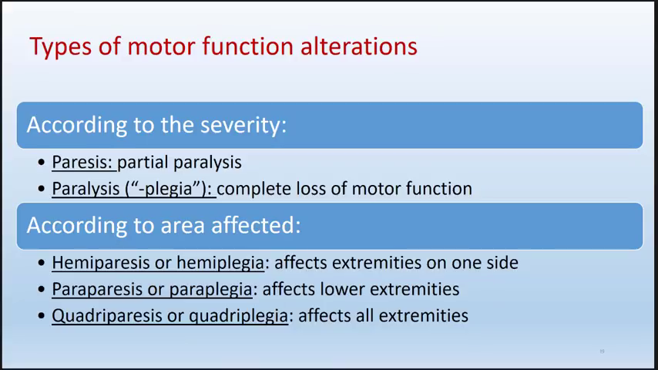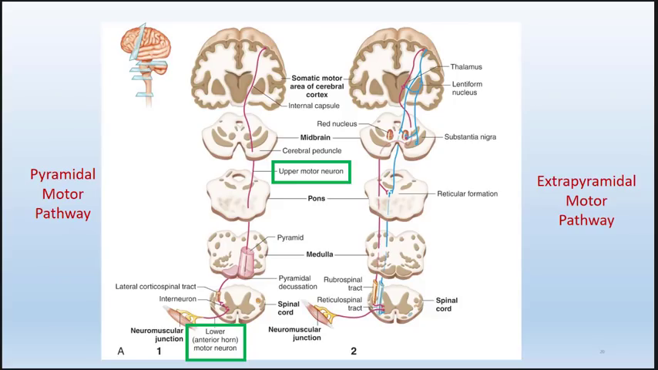Another important question to ask, though, when it comes to motor function alterations is whether or not the injury affected an upper or a lower motor neuron. And so we'll take a moment to have a look at that now.